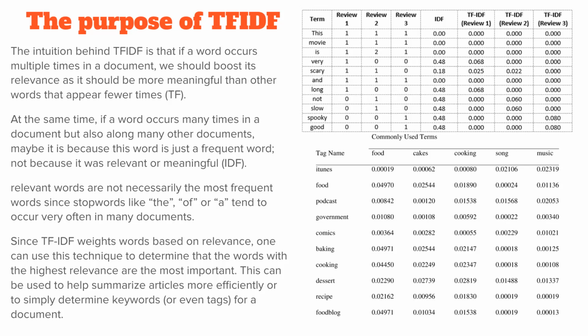So relevant words are not necessarily the most frequent words, since stop words like the, of, or a tend to occur very often in such documents. So let's say you are looking for a text analysis of how artificial intelligence technologies are considered as a national security problem in Turkish strategic documents.